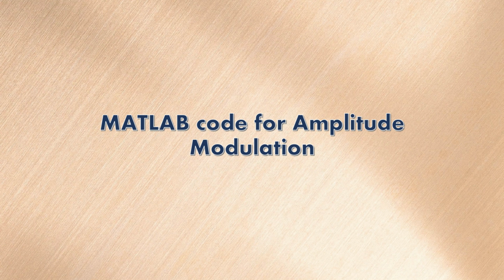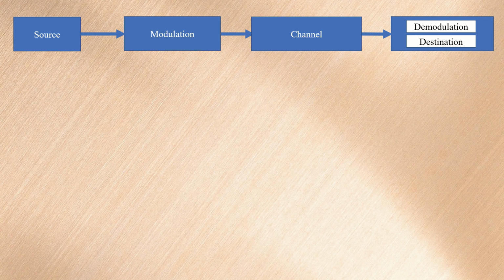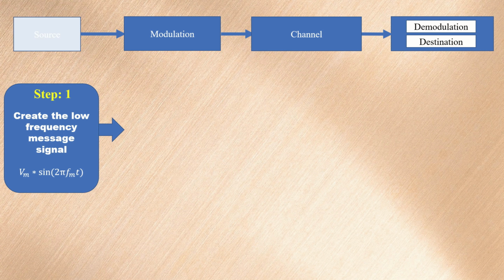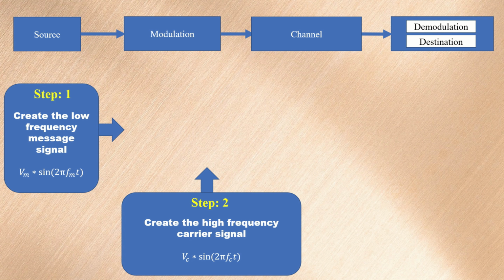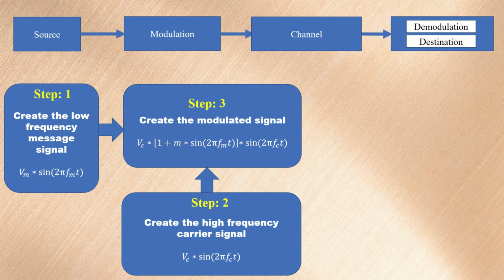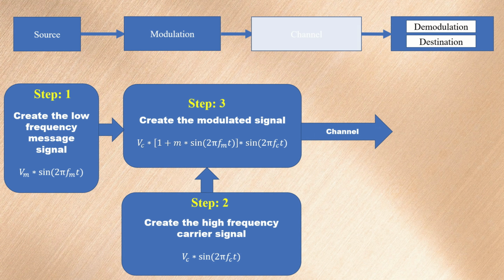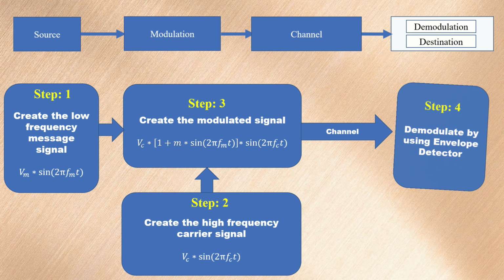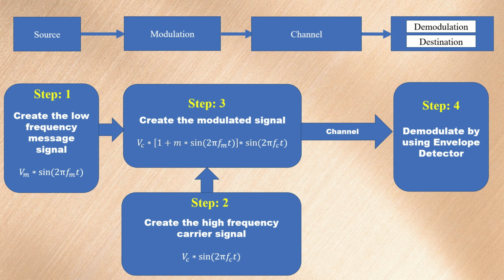Before going into it, let us see the step-by-step procedure of it. Step 1. Create the low frequency message signal. Step 2. Create the high frequency carrier signal. Step 3. Create the modulated signal. And step 4. Demodulate by using envelope detector.